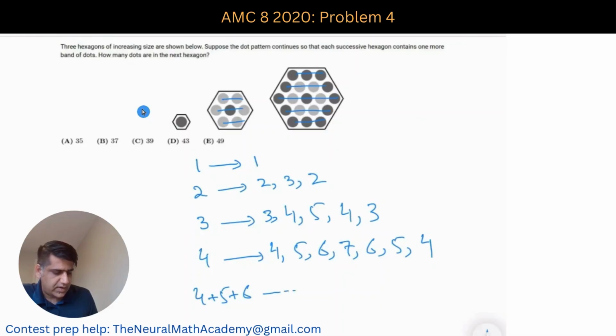And similarly, if we add, we will then get 9, 15, 22, 28, and then 37. So the answer should be B for this problem.